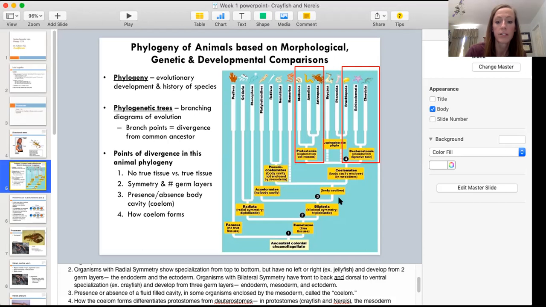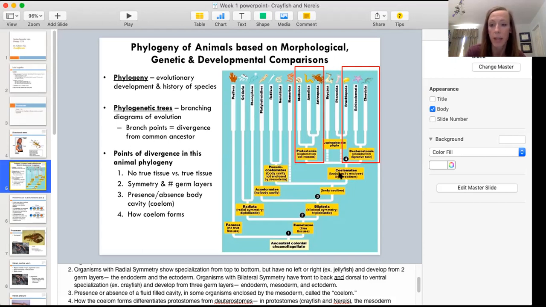And so some organisms have it, some don't. So there's a distinction here in our tree. Acoelomates do not have a body cavity. Pseudocoelomates have a body cavity that is not enclosed by mesoderm, which is one of our germ layers that we had learned about last semester. And then coelomates are those animals that do have body cavities that are completely enclosed by mesodermal tissue.